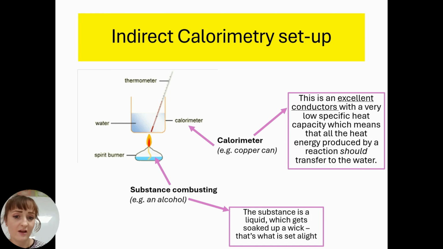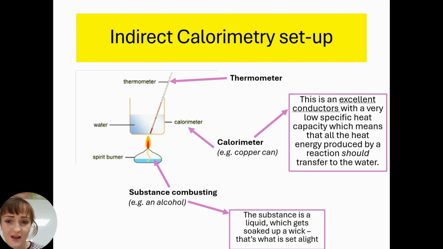So we pick something like a copper can. That's because it's a really good conductor. It has a really low specific heat capacity, which means that all of the energy released by the flame should go directly into the water and isn't being absorbed by the calorimeter. What we do is measure the temperature change of the water using a thermometer.